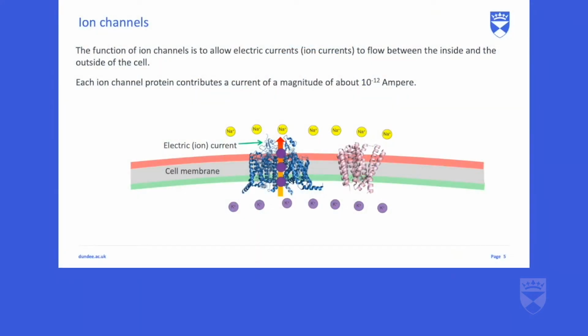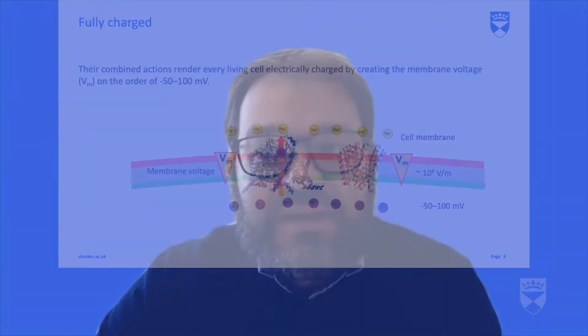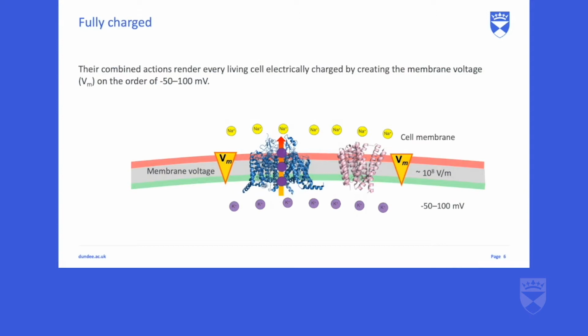The function of ion channels is to allow electric currents, in this case ion currents, to flow between the outside and the inside of the cell. Each individual protein on the nanoscale contributes a current of about 10 to the minus 12 ampere. The combined actions of all the ion channels in a cell turn every living cell into an electrically charged compartment by creating the membrane voltage, which lies on the order of minus 50 to minus 100 millivolt.